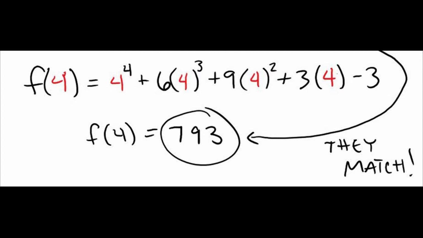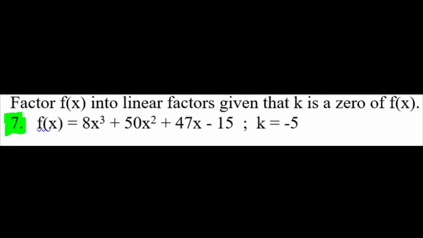Okay, let's look at number 7 real quick. Number 7 says, factor f of x into its linear factors given that k is a 0 of f of x. So basically, they're going to give us one of the zeros, which is the -5 or the k, and then we're just going to factor this until we get all of the factors out.